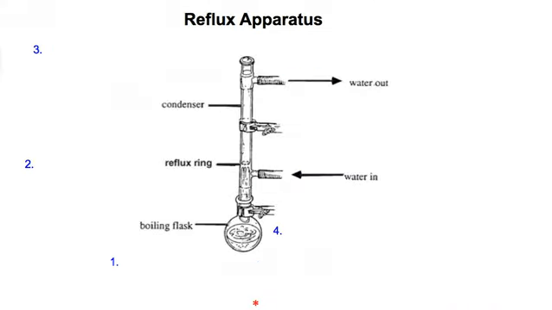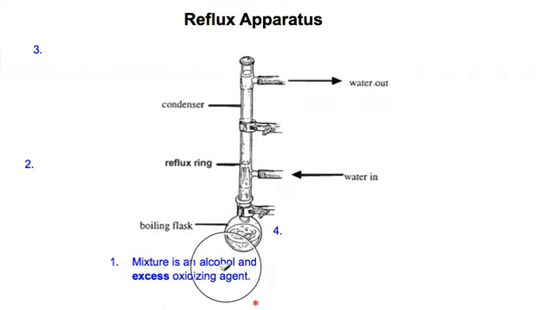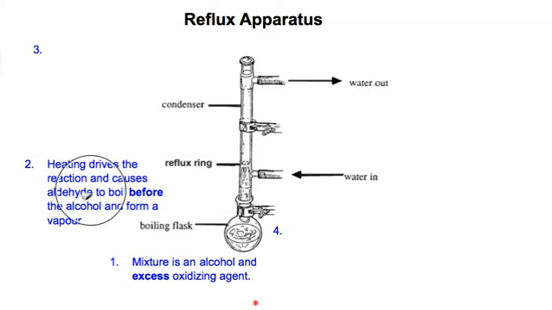Well, what if we want to make sure we oxidize all our aldehyde? Well, it's a different apparatus. This is known as a reflux apparatus. And so again, our mixture in the reaction vessel is an alcohol with excess oxidizing agent. So we want to make sure we have lots of extra oxidizing agent because we want to maximize the oxidation. So the heating, like before, drives the reaction, and again the aldehyde will boil before the alcohol and it vaporizes.